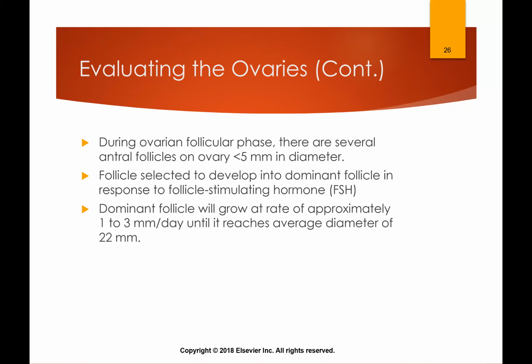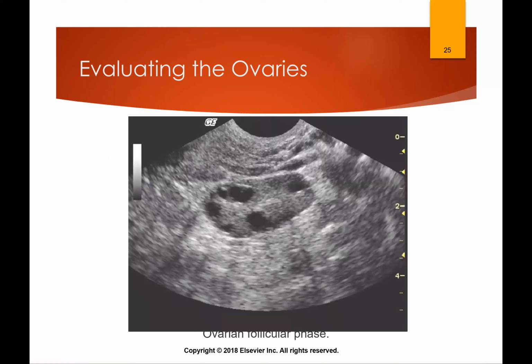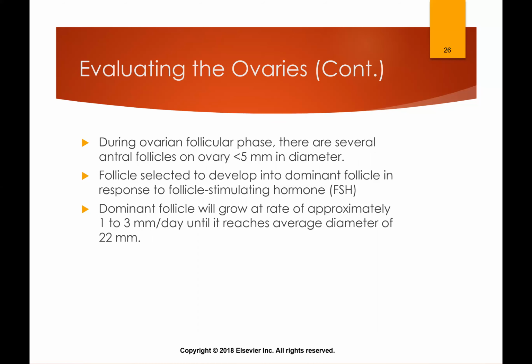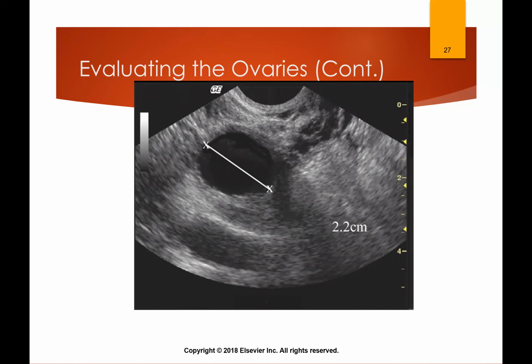The follicle selected to develop into the dominant follicle is in response to the FSH. If you remember, they all start out like that, and then one of them decides it's my time to shine, and it gets bigger and bigger, and the other ones just stay the same. The dominant follicle will grow at about 1 to 3 millimeters a day until it reaches an average diameter of 22 millimeters. So if you're doing fertility treatments and you see a dominant follicle, about 2.2 centimeters, but there's no other dominant follicles, then you know that patient is about to ovulate. And that's what it looks like.